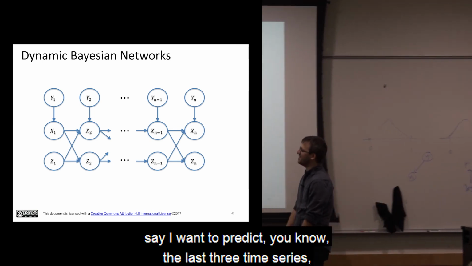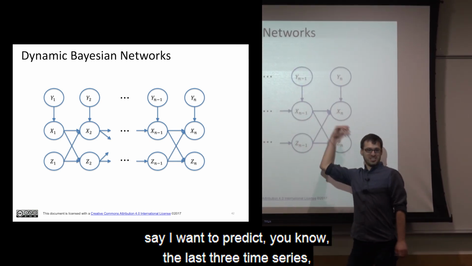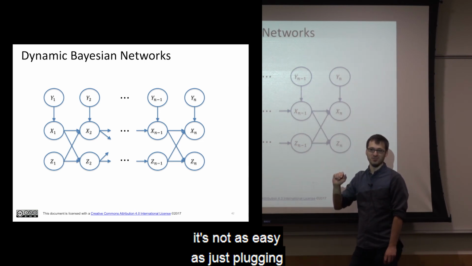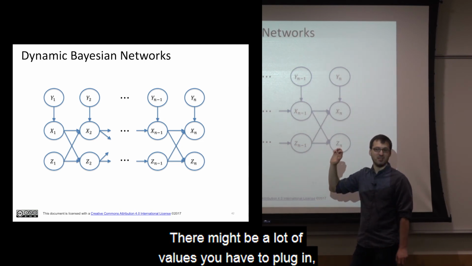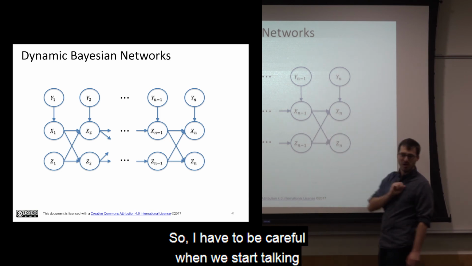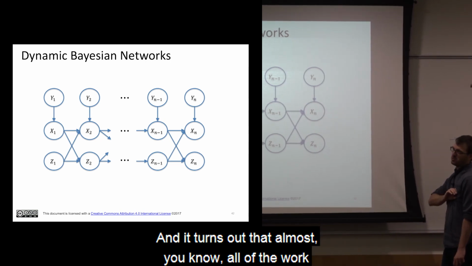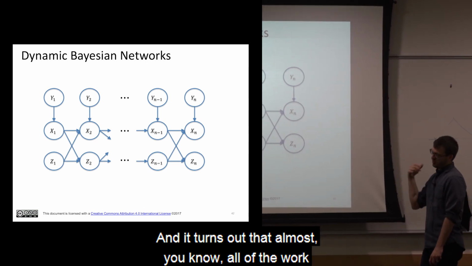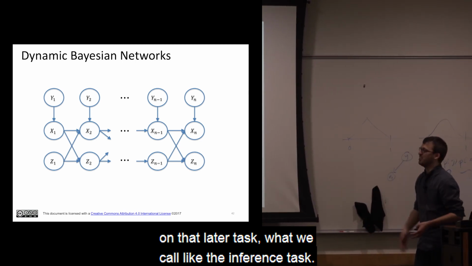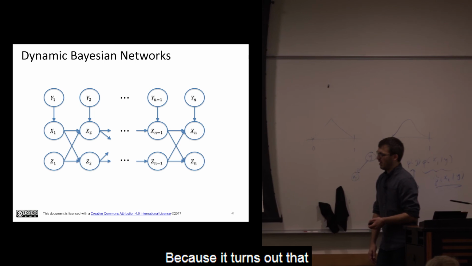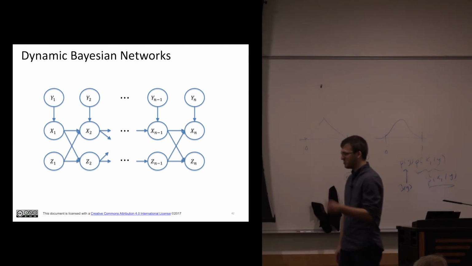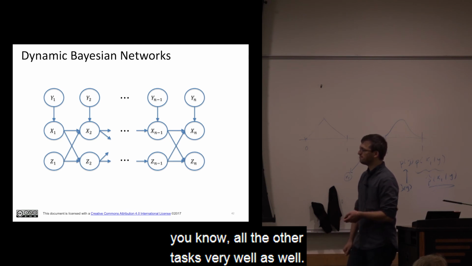When we talk about models like this, say I want to predict the last 3 time series steps in the sequence from the first ones. It's not as easy as just plugging in all the values. There might be a lot of values I have to plug in, perhaps exponentially many of them. So I have to be careful when we start talking about more complicated models. And it turns out that almost all of the work in probabilistic modeling is really focused on that latter task. That's what we call the inference task. Because if you can do the inference task very well, you can basically do all the other tasks very well as well.